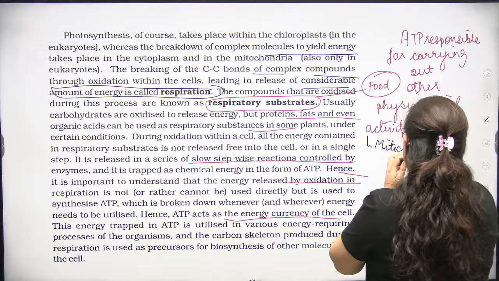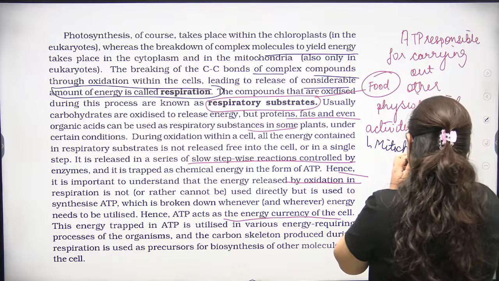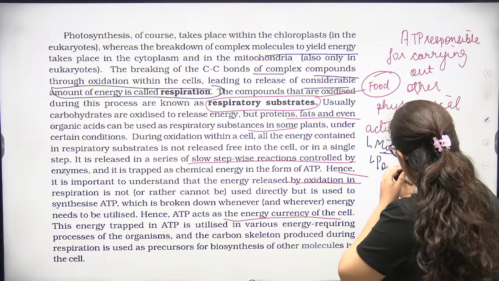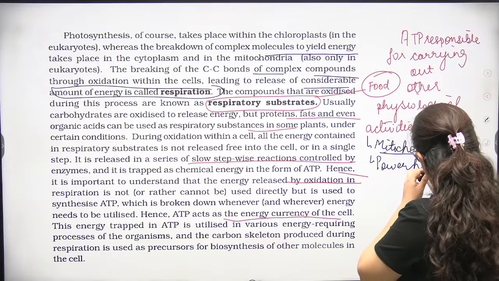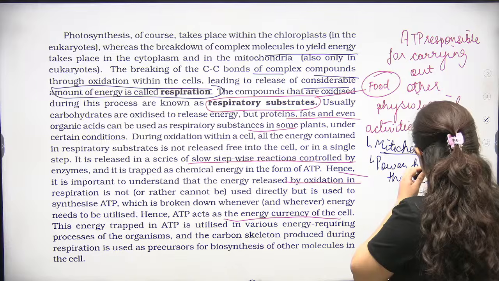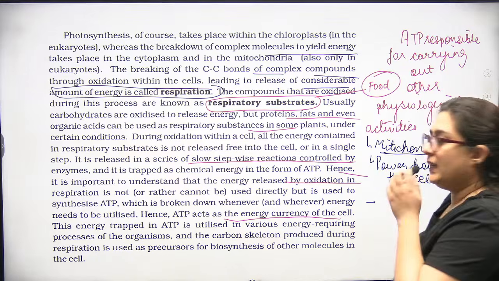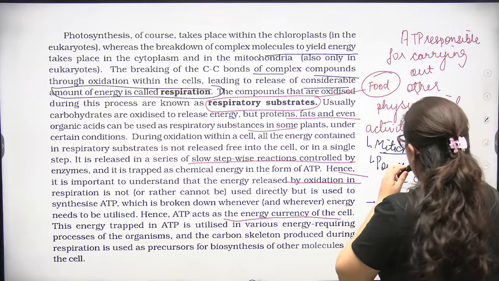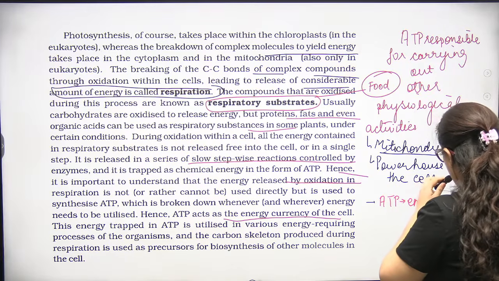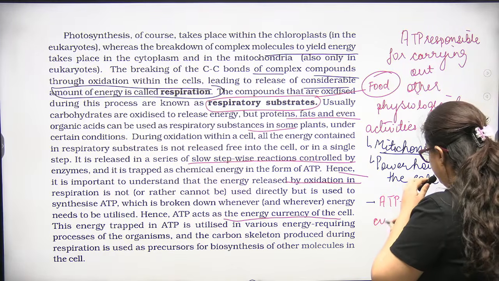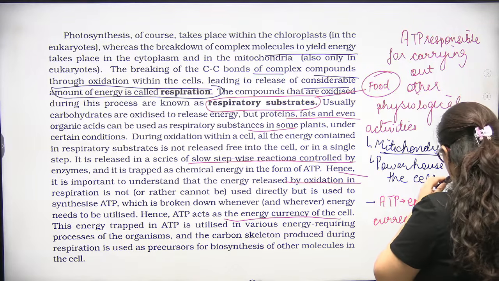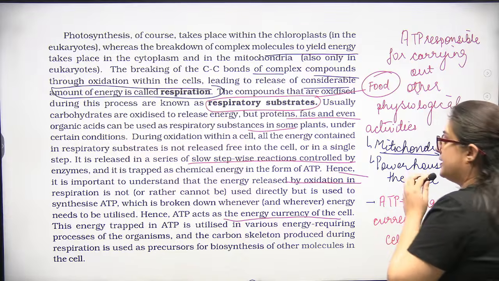Mitochondria is the powerhouse of the cell, while ATP is the energy currency of the cell.